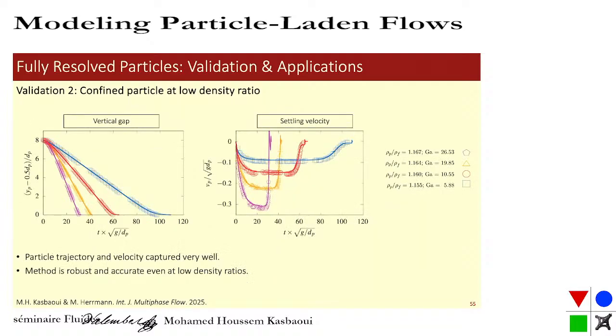And more quantitatively, we measure things like the vertical gap and the settling velocity, and vary this for various Galileo numbers, which is a number that characterizes how fast the settling is going to occur, and the density ratio, and it all matches up.